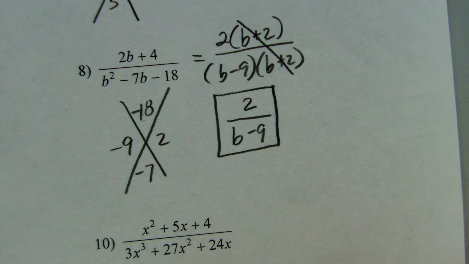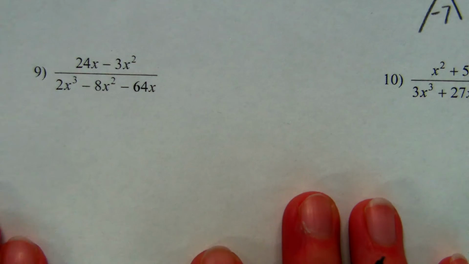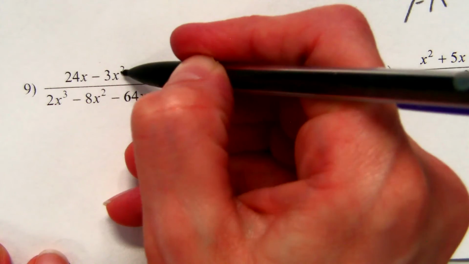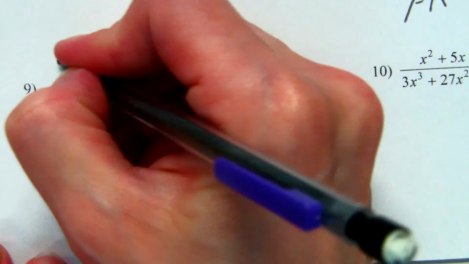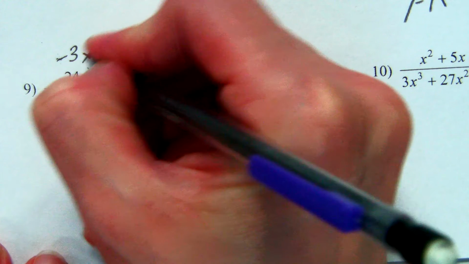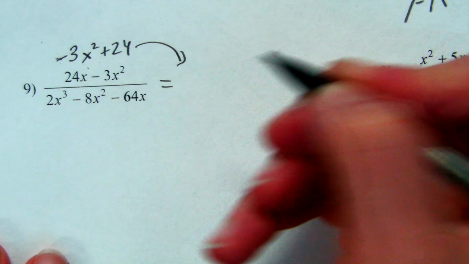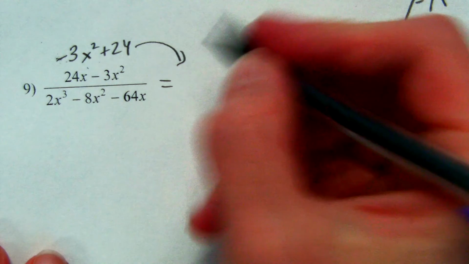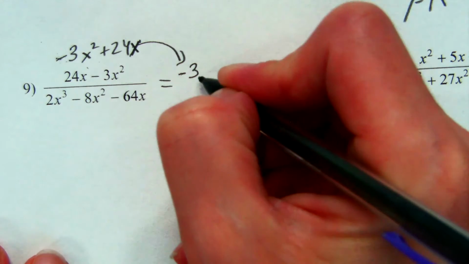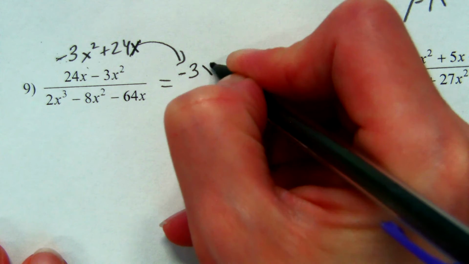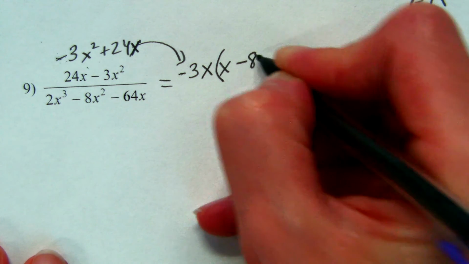So 9 and 10 have a little bit more to them. On 9, you'll notice that they've got the x squared after the x, and that's usually a case where you want to turn that around. So just up here, I'm going to rewrite it. Negative 3x squared plus 24, and then I can take it over here and turn that out. So I want to take that negative out. I'm going to take out the negative 3. Oh, yes, negative 24x. So I'm going to take out a negative 3 and an x, and that'll leave us with x minus 8.